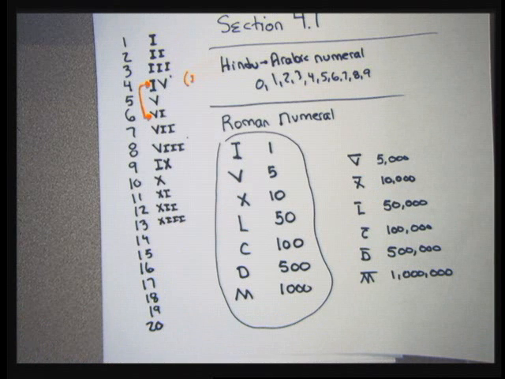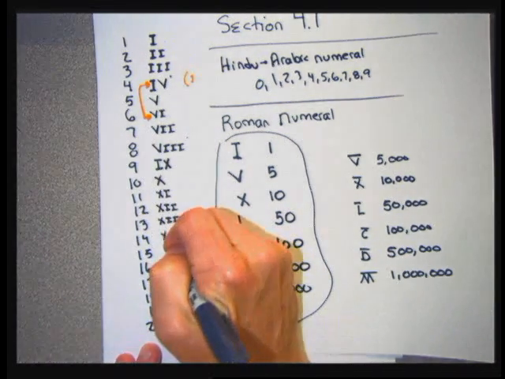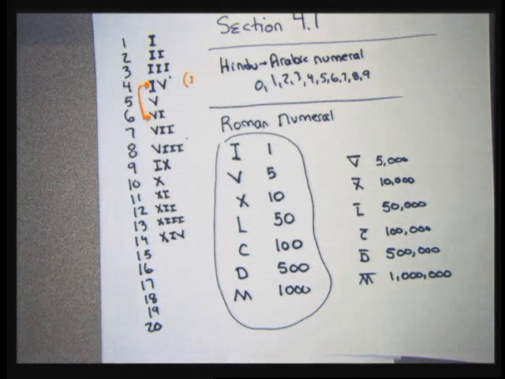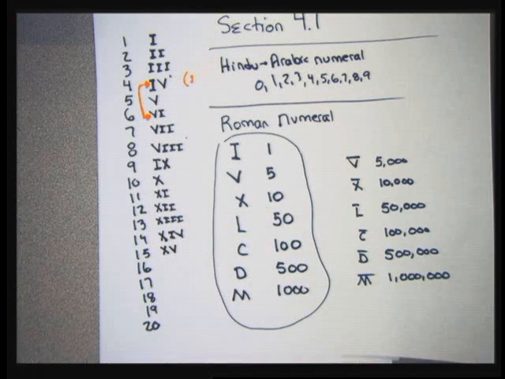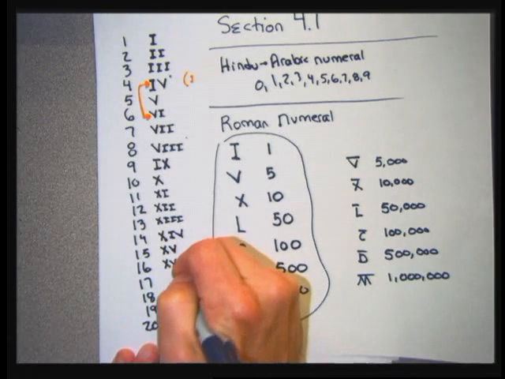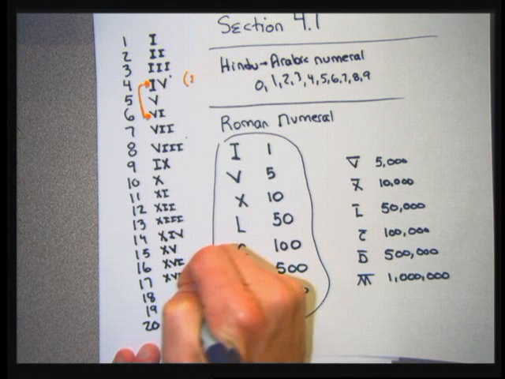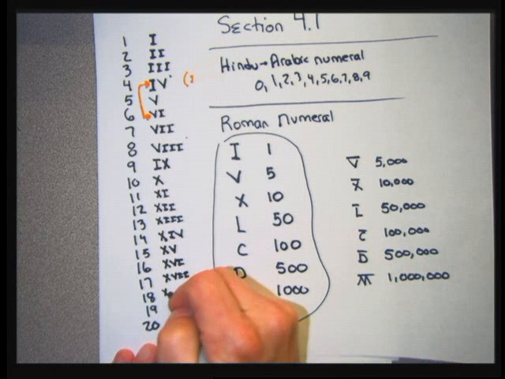To do a 14, I can't write 4 I's. To do 14, I'm going to write 10 plus 4. And I'm going to write an X for the 10. And for a 4, I'm going to write an IV. So that's how 14 would look. 15 is going to be a 10 plus a 5. So I'm going to write an X for the 10 and a V for a 5, and 10 plus 5 is 15. 16 is going to be XVI, a 10 plus a 6. 17 is going to be 10 plus 7, so XVII. 18 is going to be 10 plus 8, so XVIII.